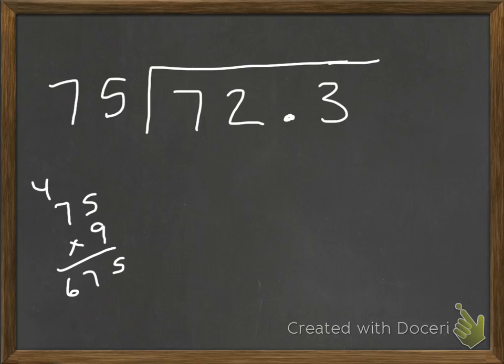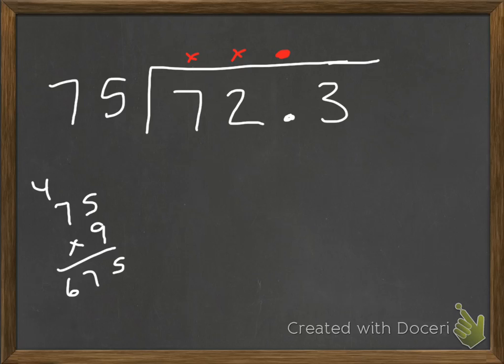Now 75 is not going into 7, so I don't want the number there. 75 is not going into 72, so I don't want the number there either. 75 is going into 3, or 723.